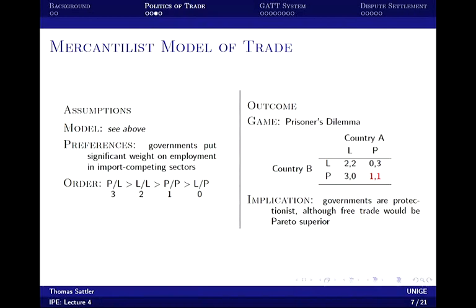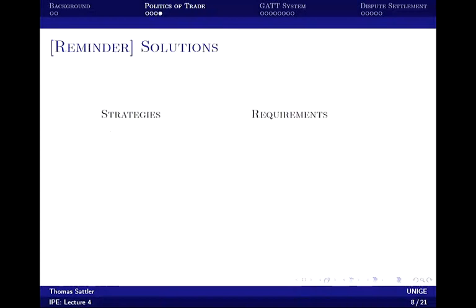So now, the idea is that we are in this protectionist equilibrium, and we want to move to the free trade situation because we're going to be both better off, right? What's the solution? What does international relations theory tell you what the solution is? Well, the solution is international institutions.